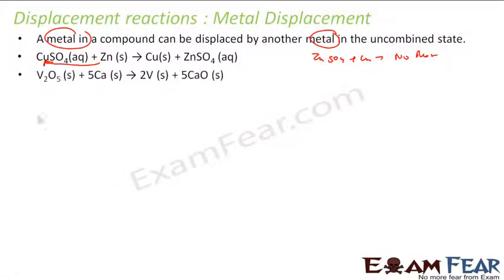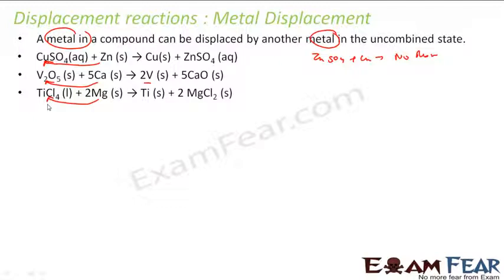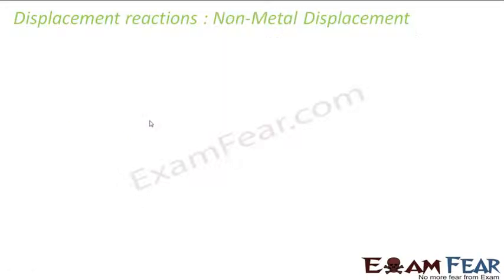Another example is V2O5 plus calcium. Calcium has the power to kick the vanadium out and it combines with the oxygen. Similarly, TiCl4 and magnesium: magnesium can kick the titanium out and chlorine is combined with magnesium. Similarly, with Cr2O3 and aluminum, aluminum can kick this chromium out and becomes Al2O3. So in metals we have displacement reactions.